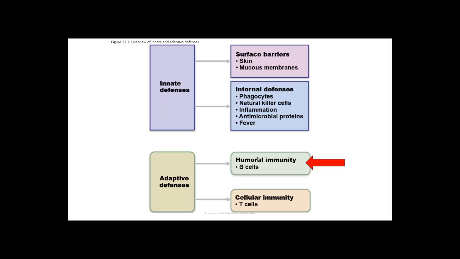Moving into the first branch of the adaptive immune system, that is humoral immunity, and the major cells involved in humoral immunity are the B cells. It's important to understand that this is the branch of the immune system in which we make antibodies for specific antigens that we encounter. So when you hear the word humoral immunity, I want you to think antibodies are formed.